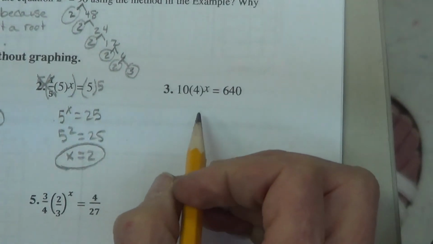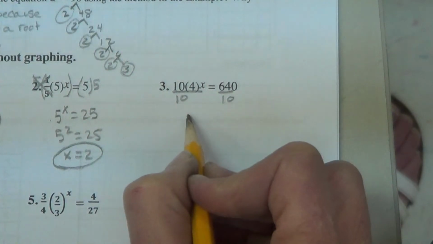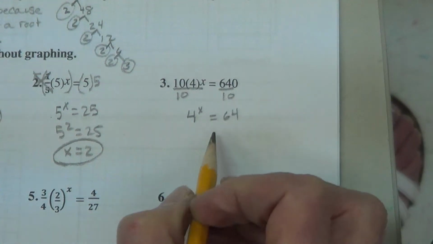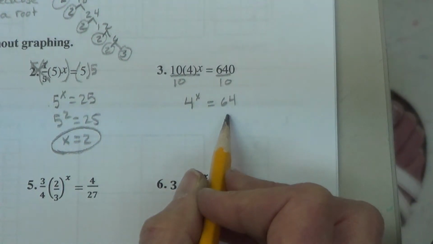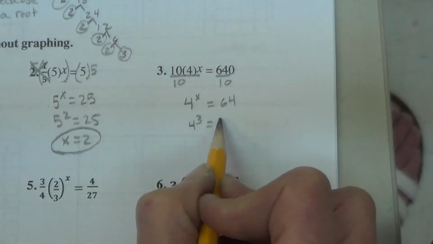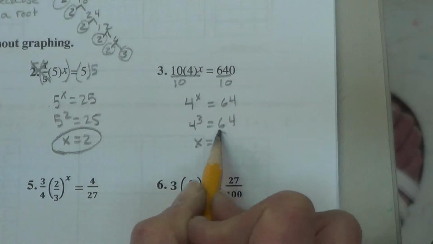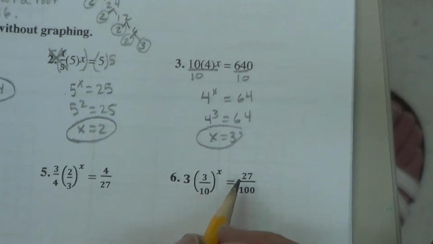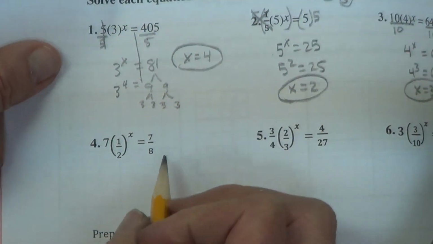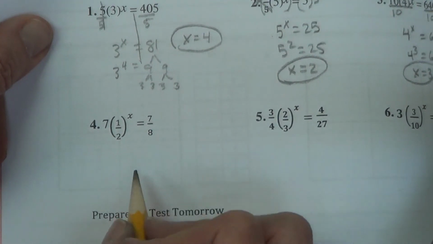Next problem, divide by 10 on each side. We have 4 to the x equals 64. We memorized that one. 4 cubed equals 64, or x equals 3. If you have neglected to memorize your perfect squares and perfect cubes, you need to make sure and do that. You're making a lot more work for yourself when you have to figure those out every time.